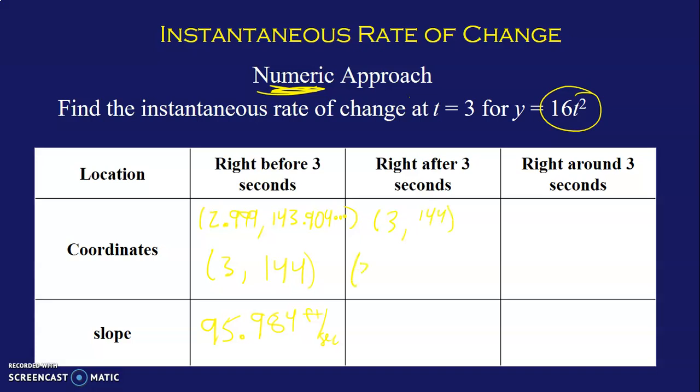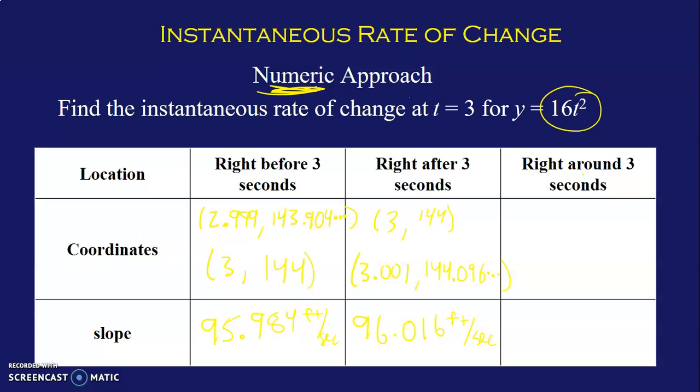The second point is going to be 3.001 and 144.096, and then there's some more decimals. All right, again, if I do a slope calculation here, I would get 96.016 feet per second. Close, but not exactly the same thing.